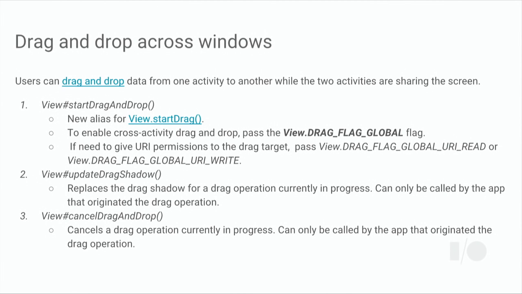A nice complementary feature to multi-window mode is the system-wide drag-and-drop API. With the Android drag-and-drop framework, you can allow activities to share data using the graphical drag-and-drop gesture. Some of the basic APIs for drag-and-drop include start drag-and-drop, update drag shadow, the drag shadow being the thumbnail you see when you're actually dragging, and cancel drag-and-drop. Pretty cool API.